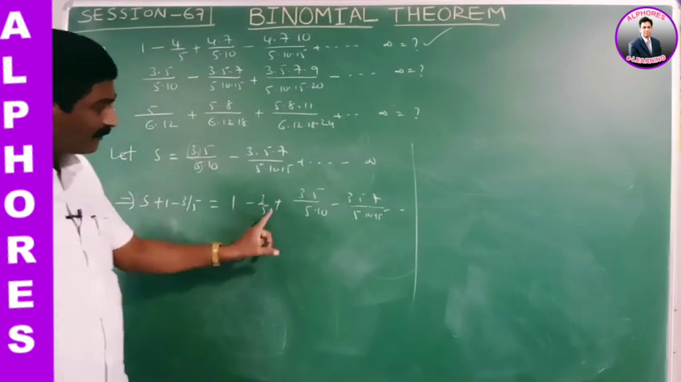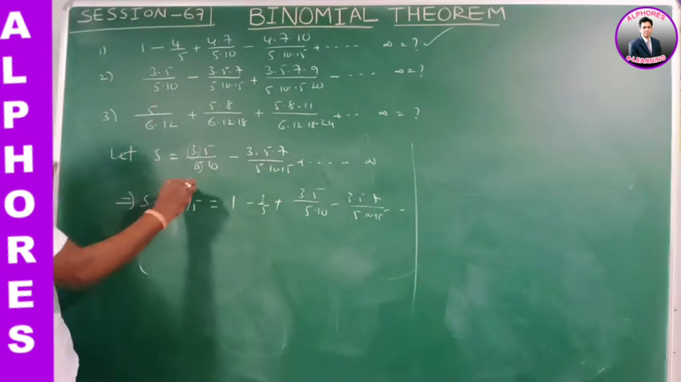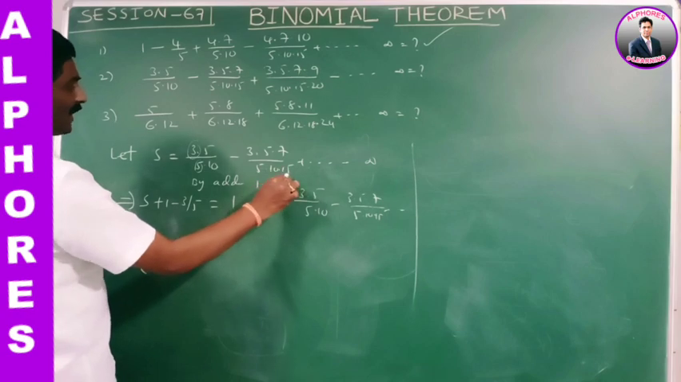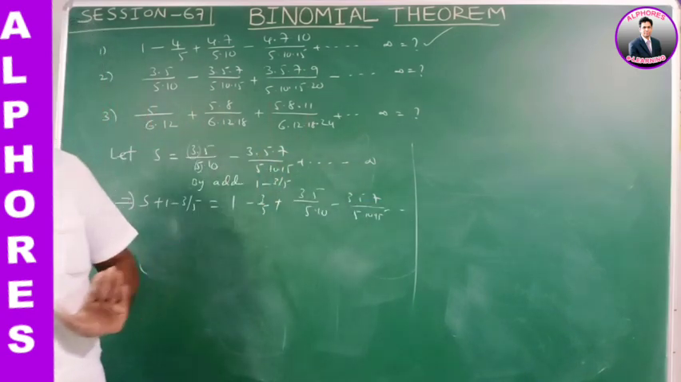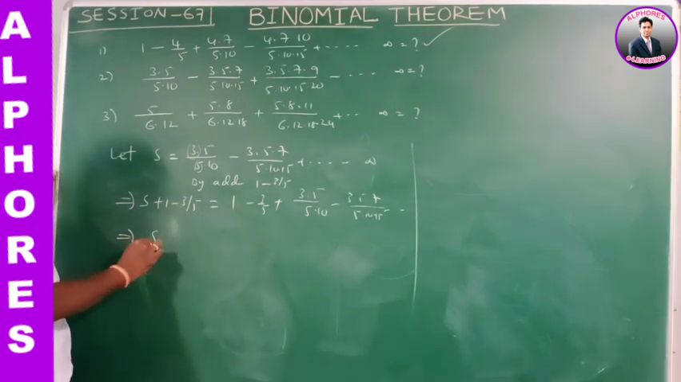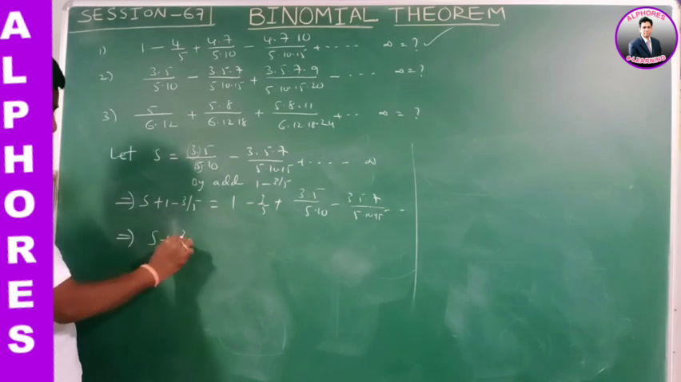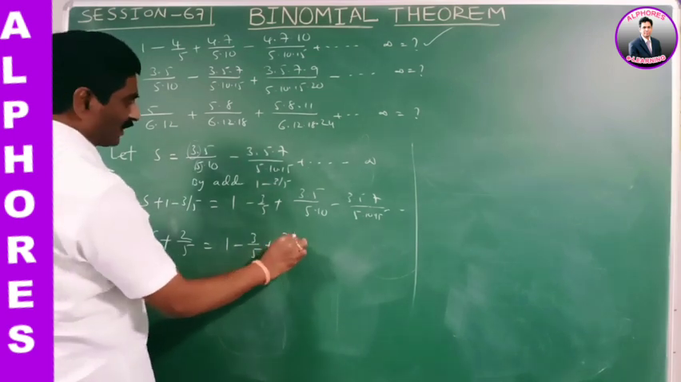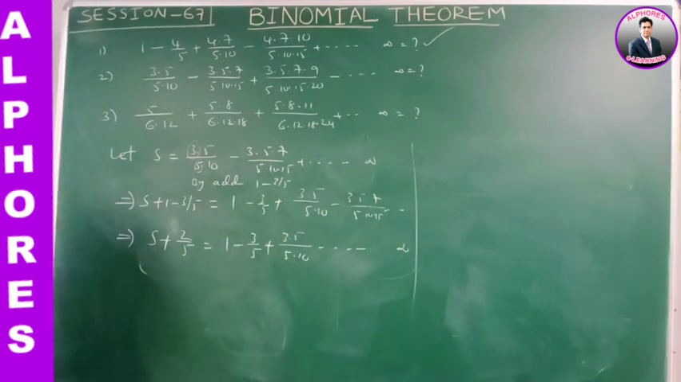Here 1 minus 3 by 5 plus 3 into 5 by 5 into 10 plus 1. So by adding 1 minus 3 by 5 on both sides, we get this value. In this case, the sequence is completed. Please observe this value. S plus 1 minus 3 by 5 is nothing but S plus, here LCM is 5, 5 minus 3 means 2 by 5, is equal to 1 minus 3 by 5 plus 3 into 5 by 5 into 10 minus of that value, and so on. The sequence is completed here.